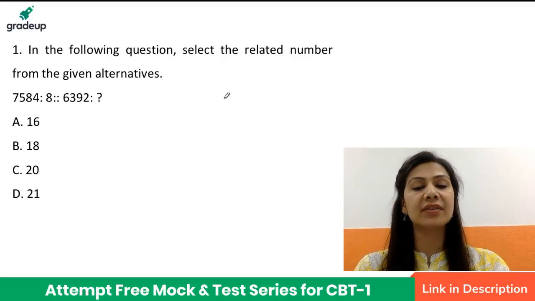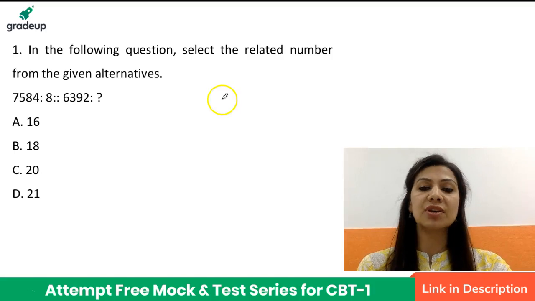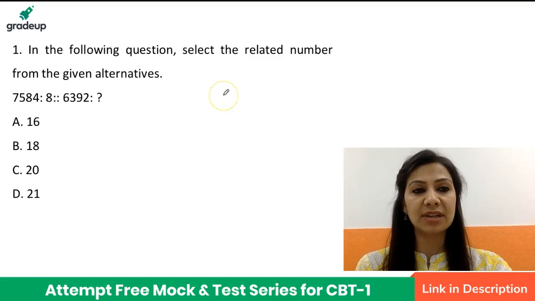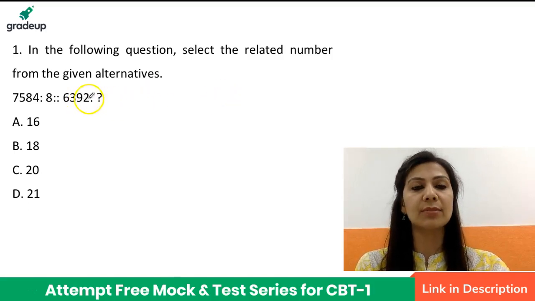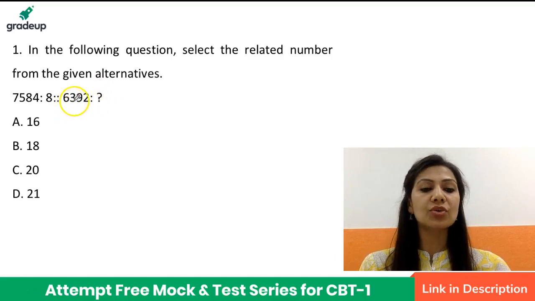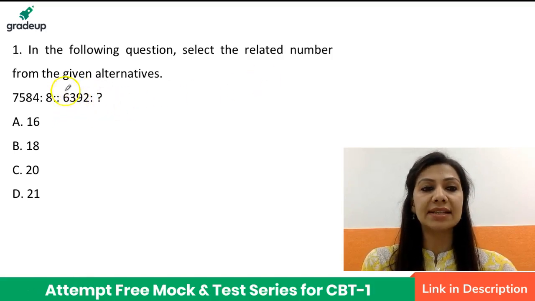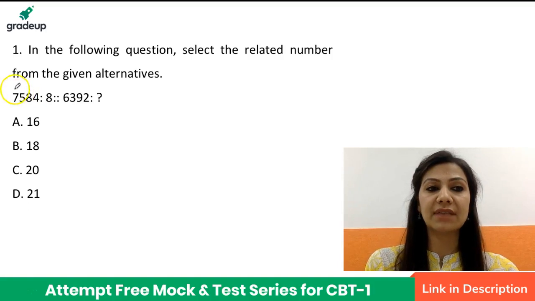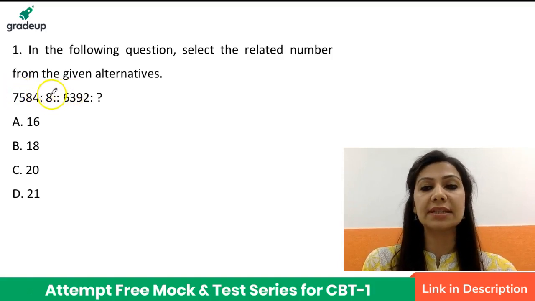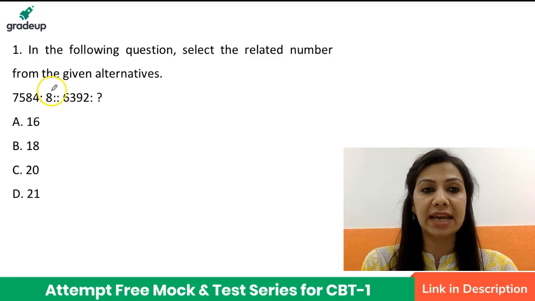So let's start with the first question. This question is very important according to the CBT1 examination, and it is taken from the topic analogy. Now you can notice one thing, students: we have a number given as 7,000 and the conversion is in the form of a single digit, which is 8 only.